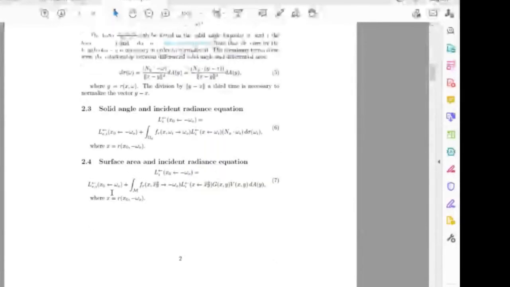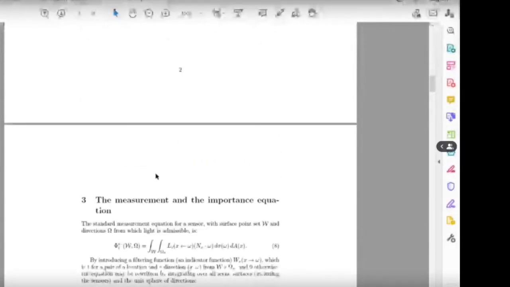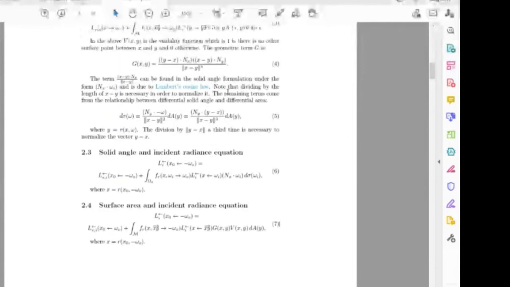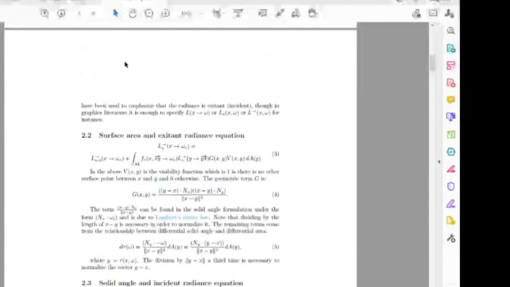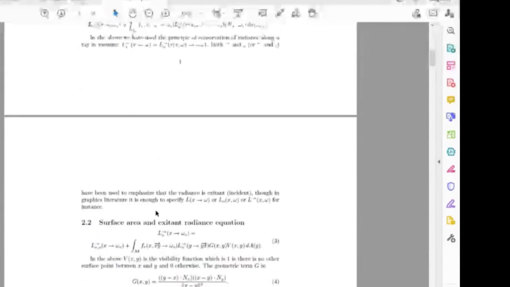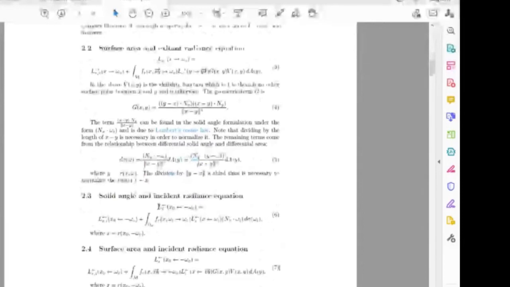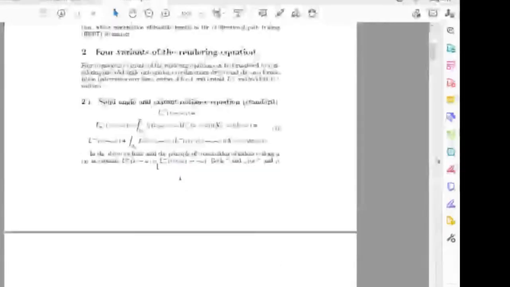You can transform between the two. Yeah, and you can do the same thing for the surface area. So this was with respect to solid angle and surface area. So in total, you get 4 equations: the 2 variants for surface area or solid angle, and the 2 variants for exitant radiance or incident radiance. And you can write 4 such equations also for the importance function, which would arise from this WE.